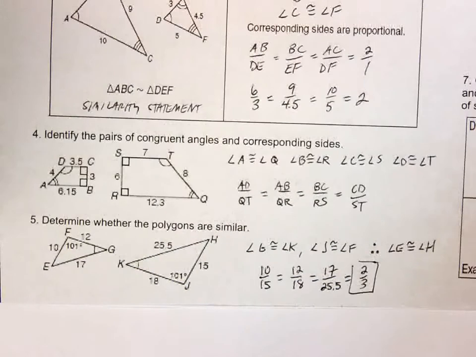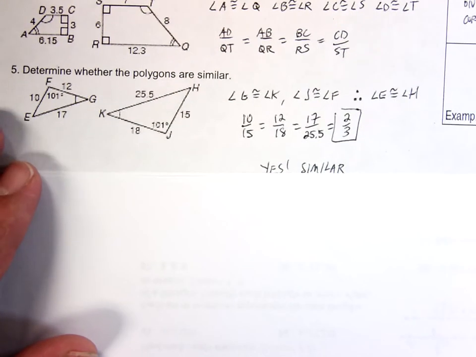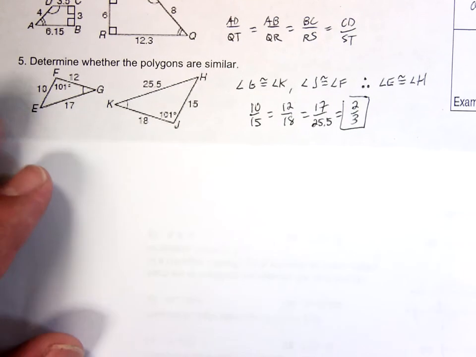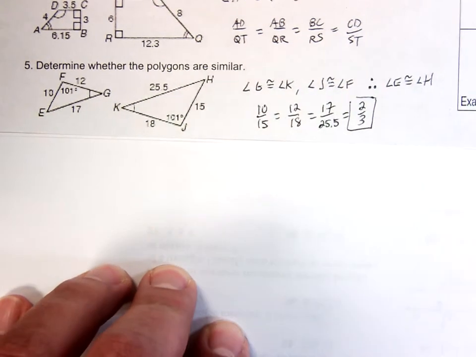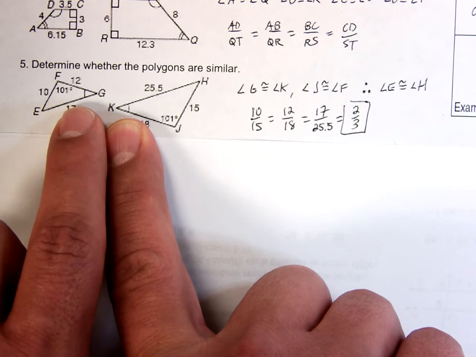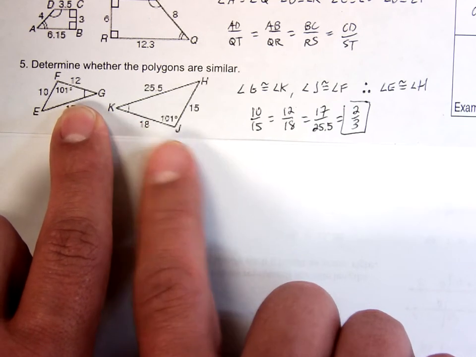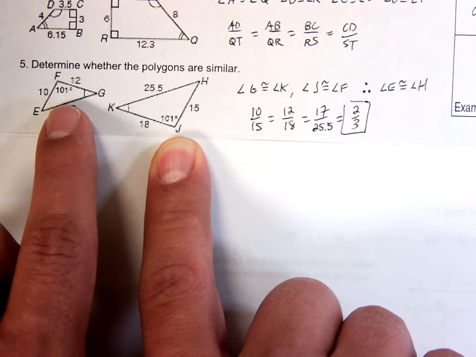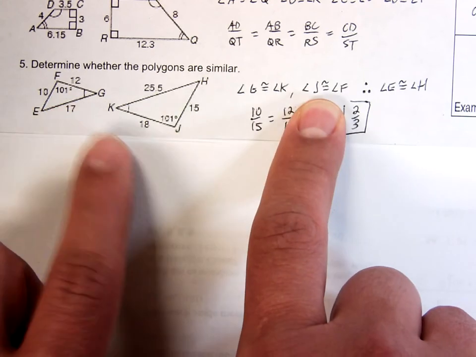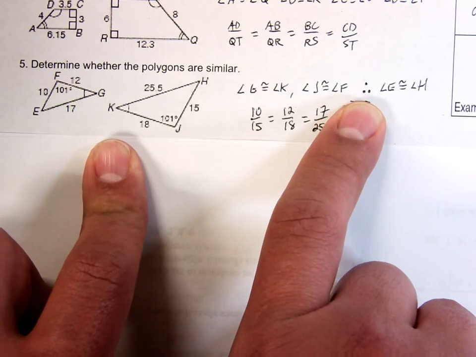Now this one actually wants us to show something. It wants us to show whether these two triangles are similar or not. So, what do we know by just looking at the picture? We know angle G and angle K are congruent because they each have 1 arc. We know angle J is 101 and angle F is 101, so we know angle J is congruent to angle F. This little dot's just a fancy way of saying therefore.